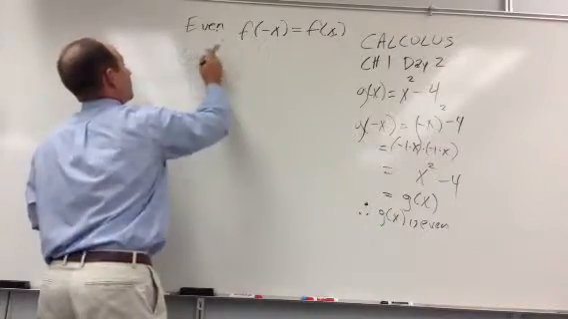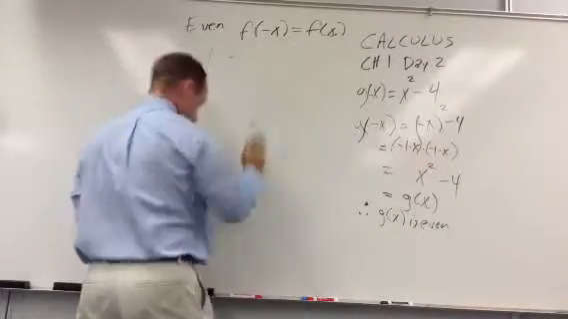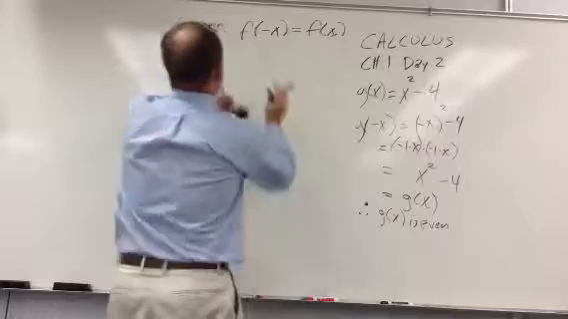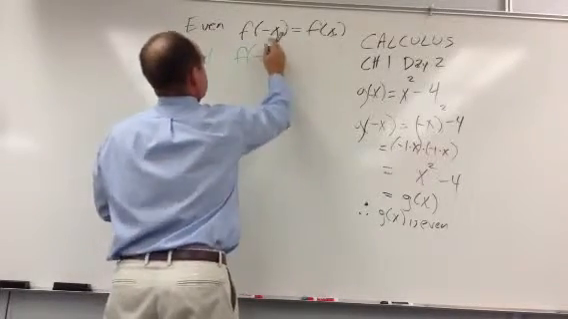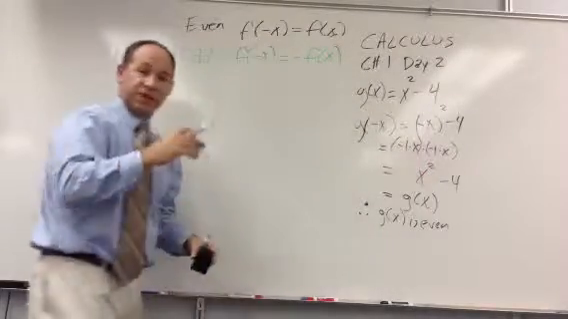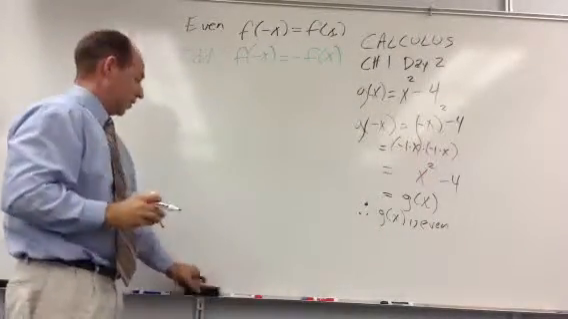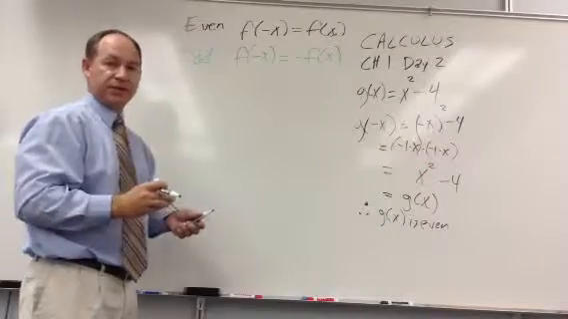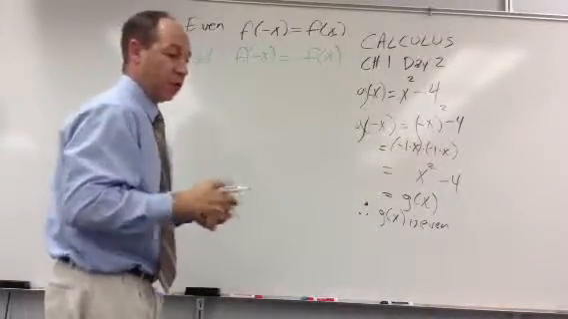But odd would be if the f of the opposite of x. Again, you start by putting in -1 times x into the function. If you just get the exact opposite, switch the sign and everything, then that will be odd. If neither of those happen, then the function is considered neither odd nor even.